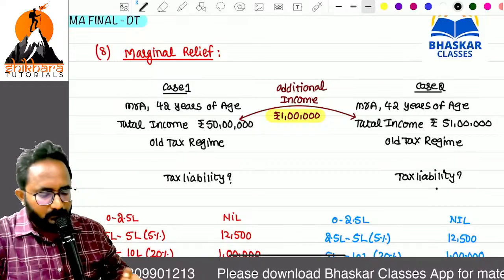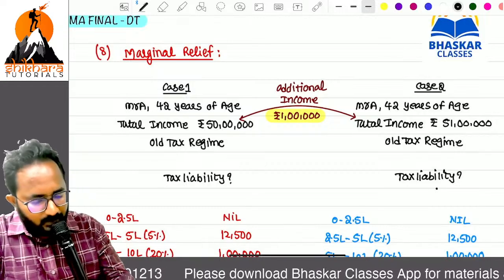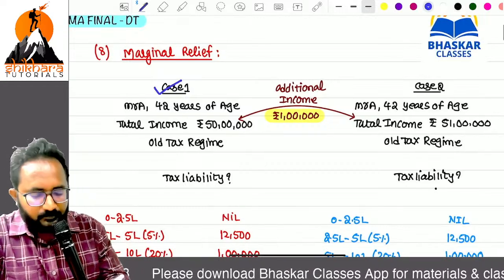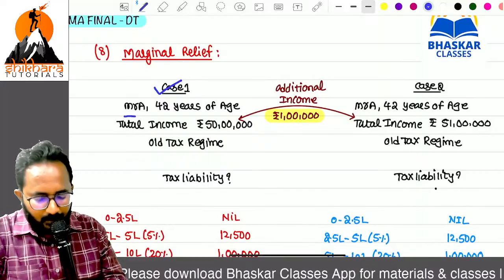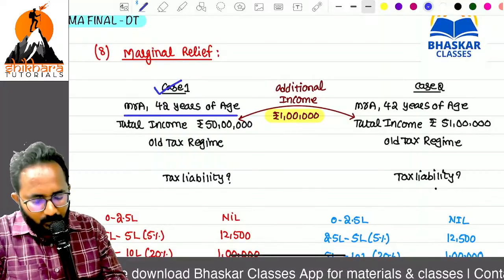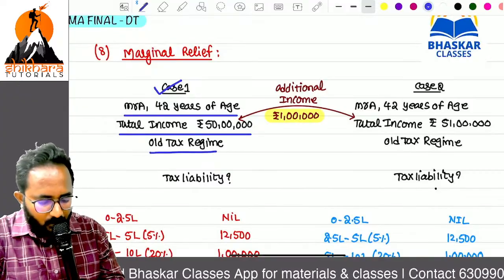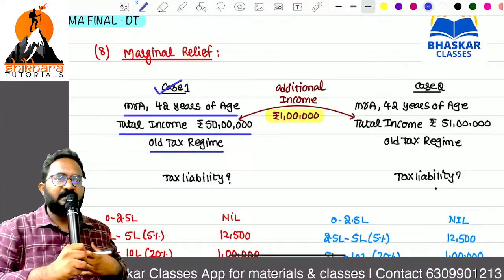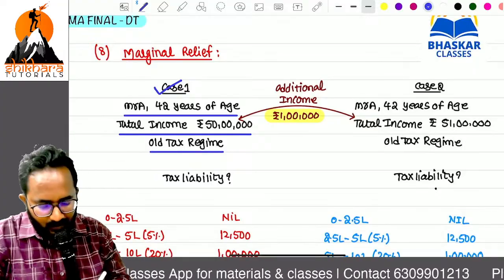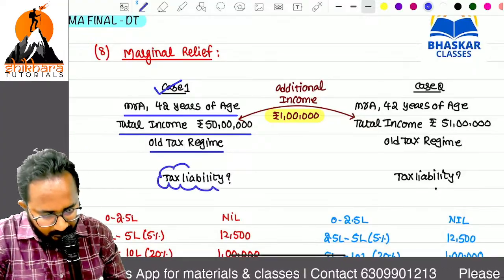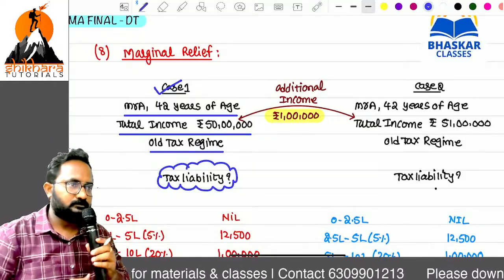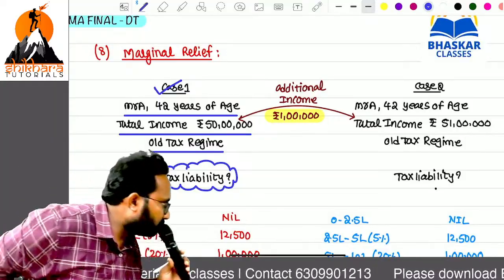Okay, I have given case 1. Mr. A, 42 years of age, total income just 50 lakh. Which regime is he following? Old regime. I have mentioned that he is following the old regime. Please calculate tax liability on your own, on paper.